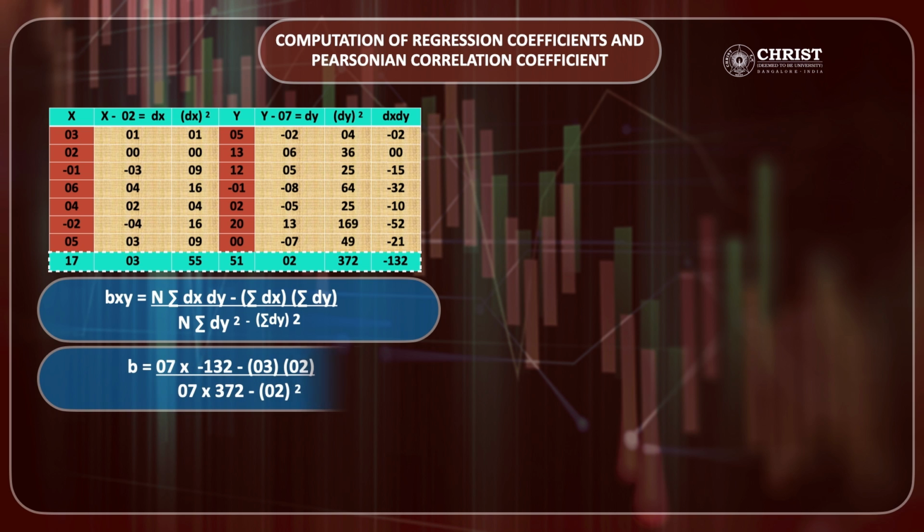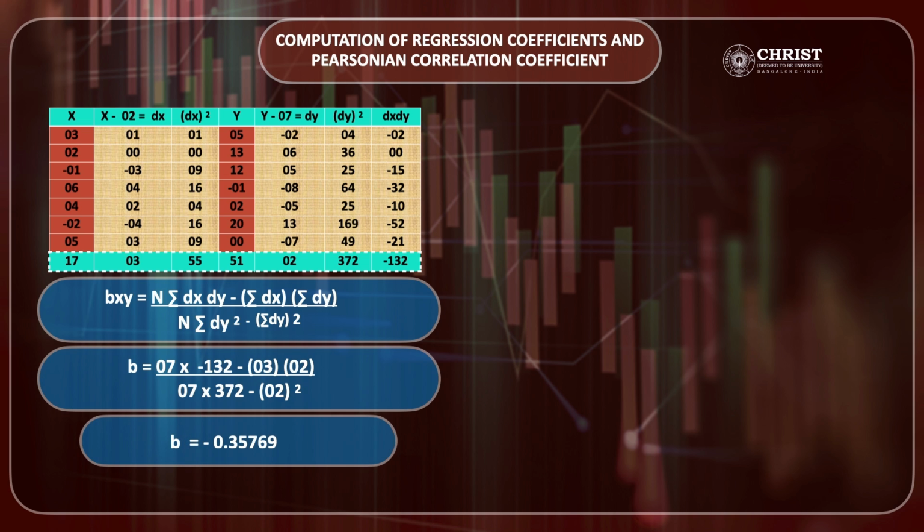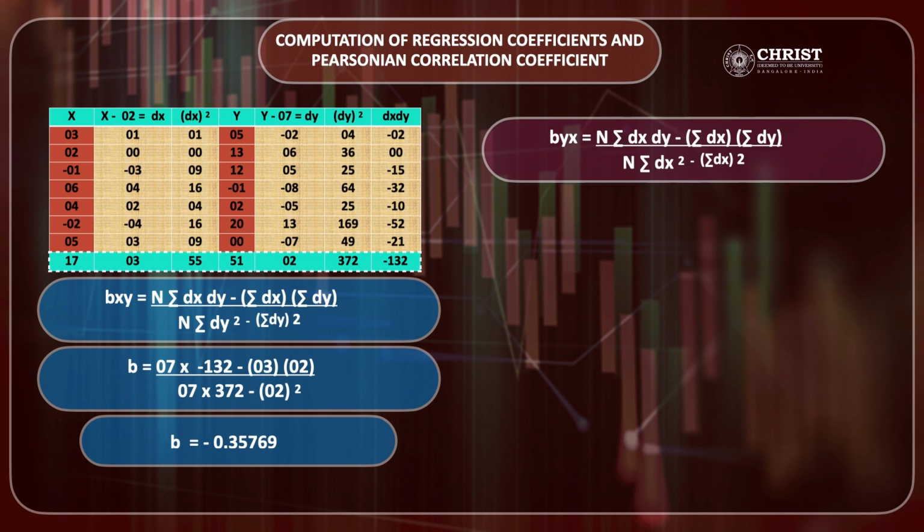Now you substitute the values in the equation, we will get b is equal to 7 into minus 132 minus 3 into 2 divided by 7 into 372 minus 2 square. That is, b you are getting minus 0.35769.